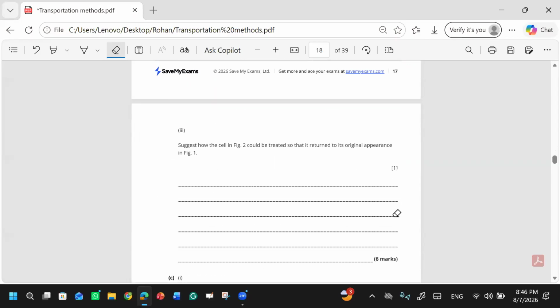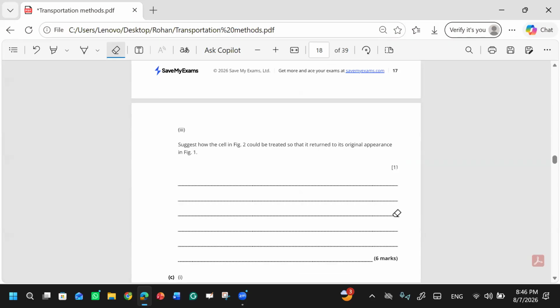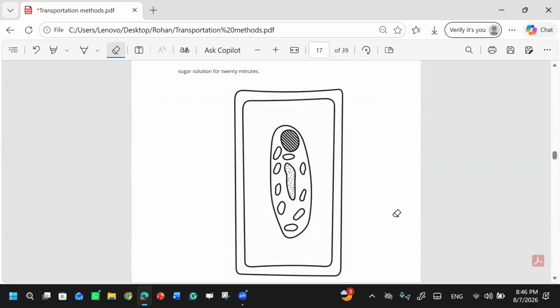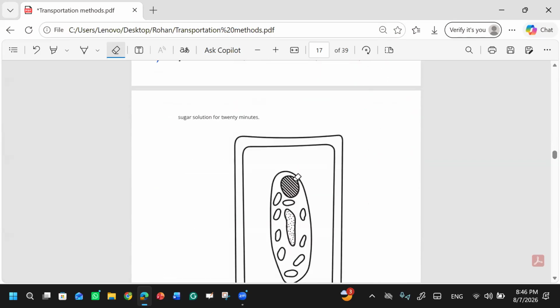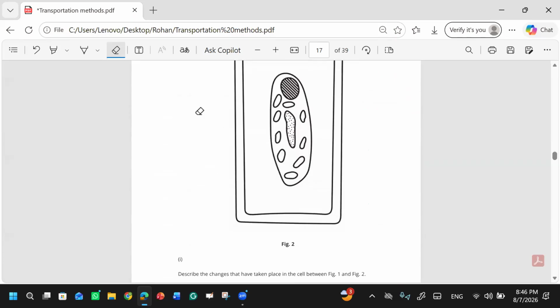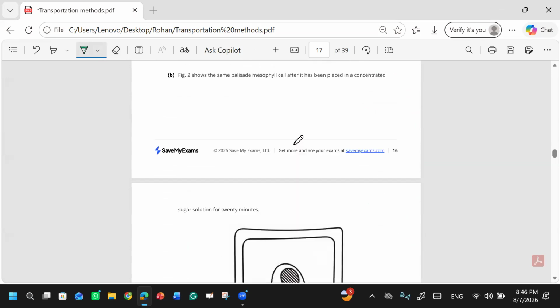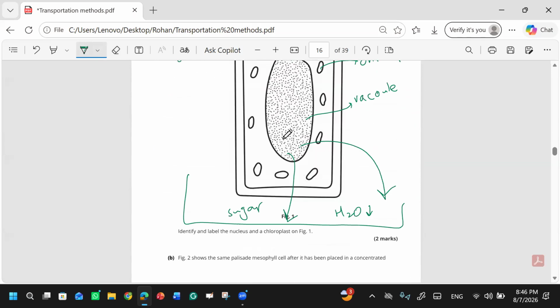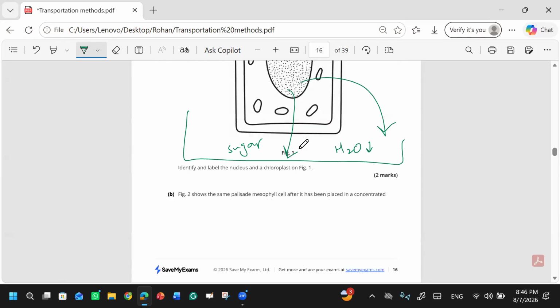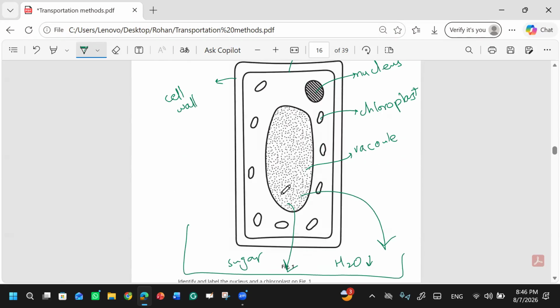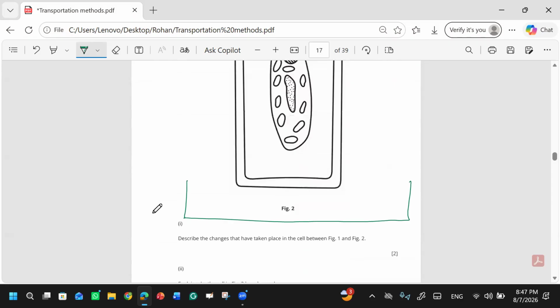Now, describe how the cell in figure 2 could be treated so that it returns to its original appearance. If we want this to return to its original shape, in which solution should we place it? They're saying if you want to regain this state, like a big vacuole, so what can we do?